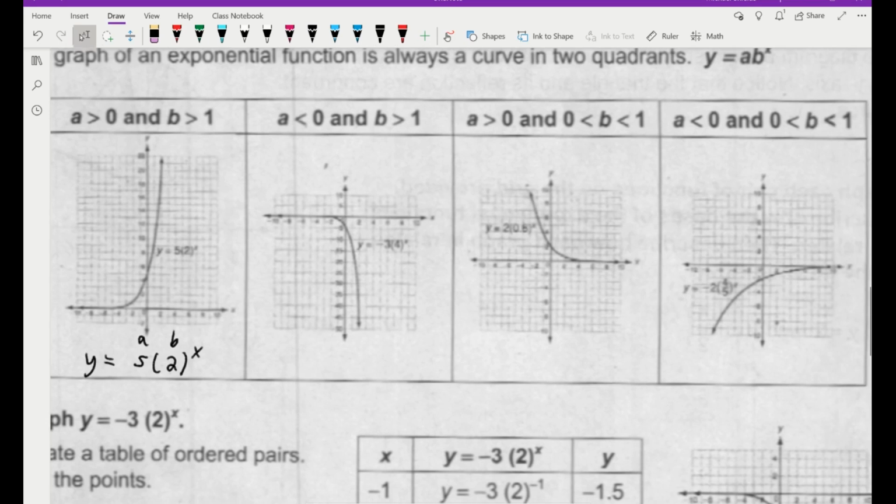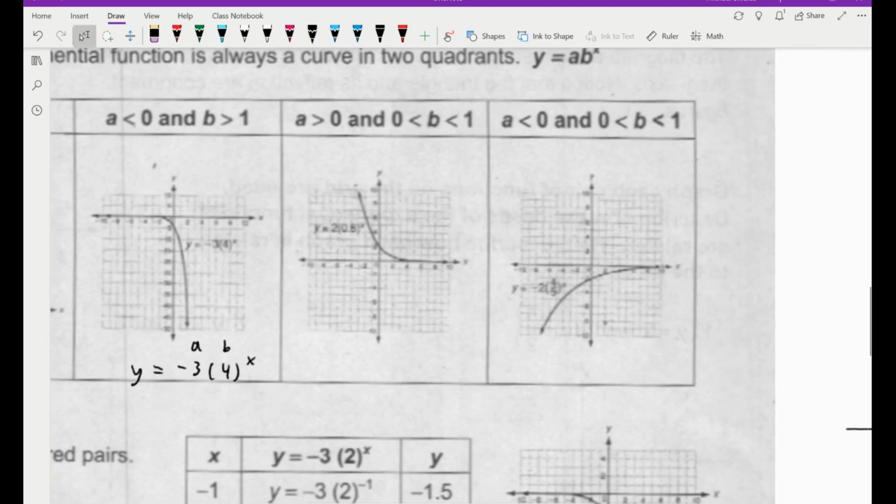If we look at the second graph, there's a minus sign in front. So normally it would have been a growth equation, but now with the minus sign, it's reflected across the x-axis. And this equation is minus 3 times 4 to the x. Again, the a here this time is negative 3, and the b is 4.